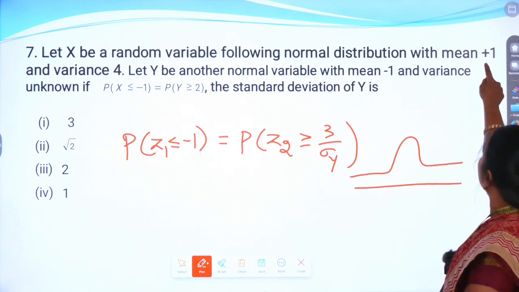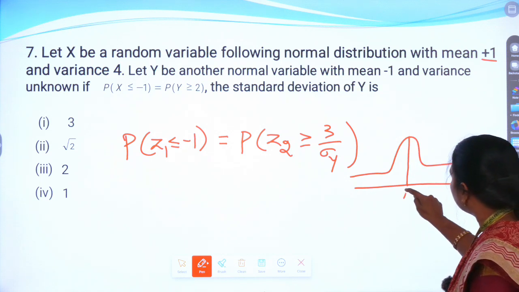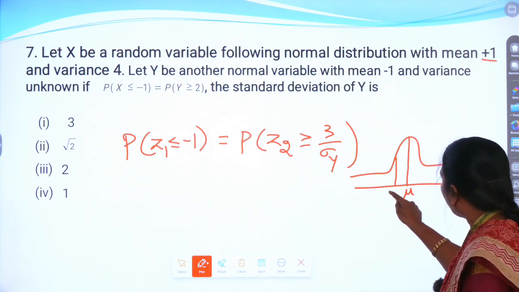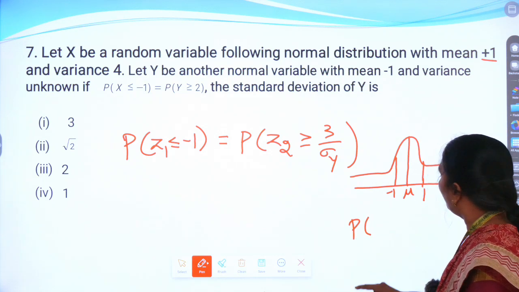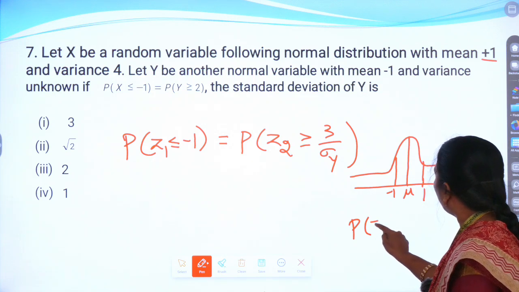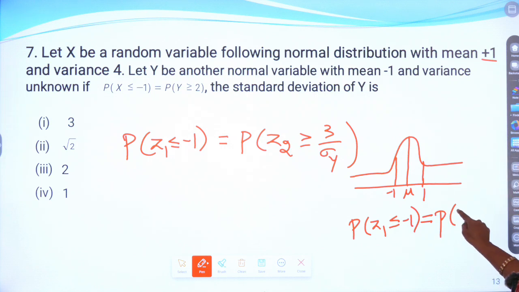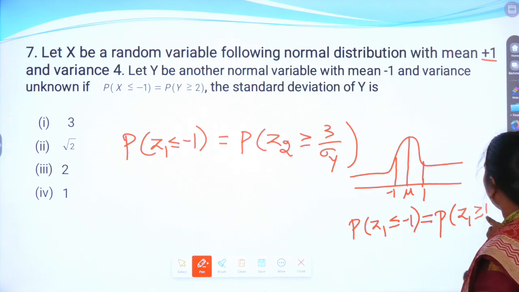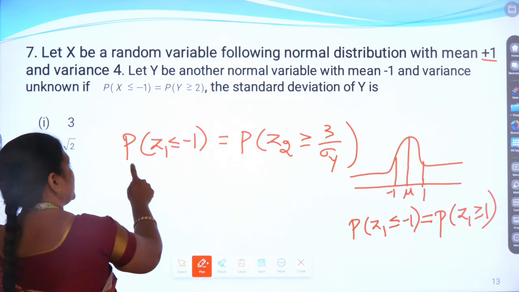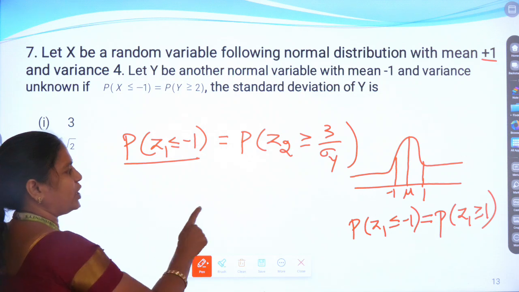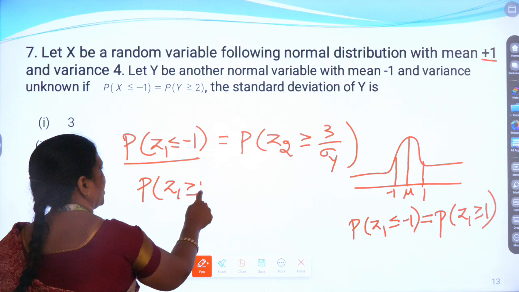In the x distribution, they have given the mean as 1. So if it is mu here, this is your minus 1. If it is plus 1, probability of z1 less than or equal to minus 1 is equal to probability of z1 greater than or equal to plus 1. By the symmetric property, these two values will be equal. So instead of probability of z1 less than or equal to minus 1, we write probability of z1 greater than or equal to 1.